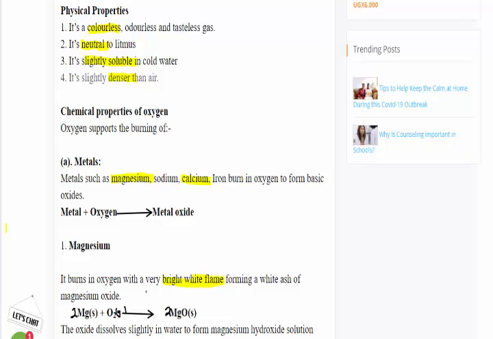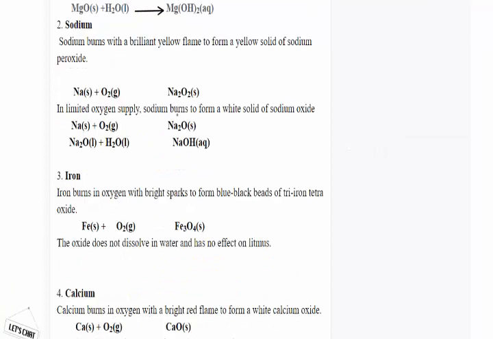However, this is oxygen gas. Magnesium further reacts with water to form magnesium hydroxide. Now let's proceed to sodium. Sodium burns with a brilliant yellow flame to form a yellow solid of sodium peroxide. Sodium is a silvery gray solid.